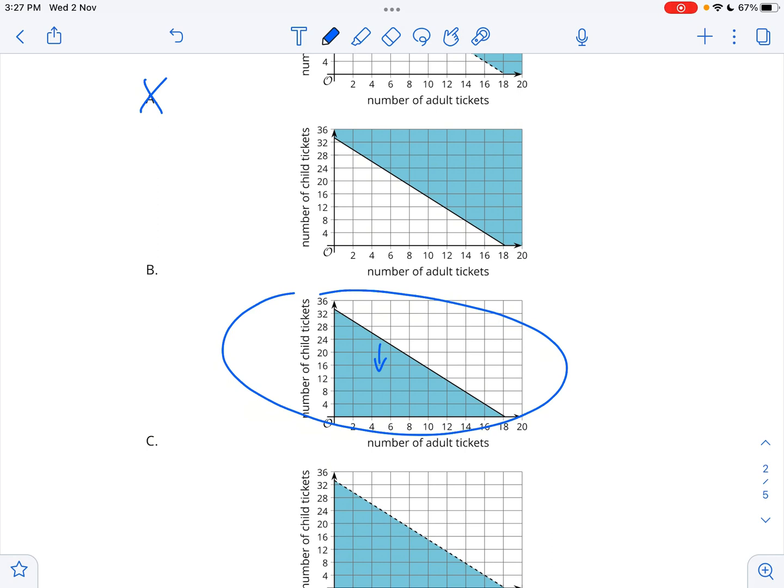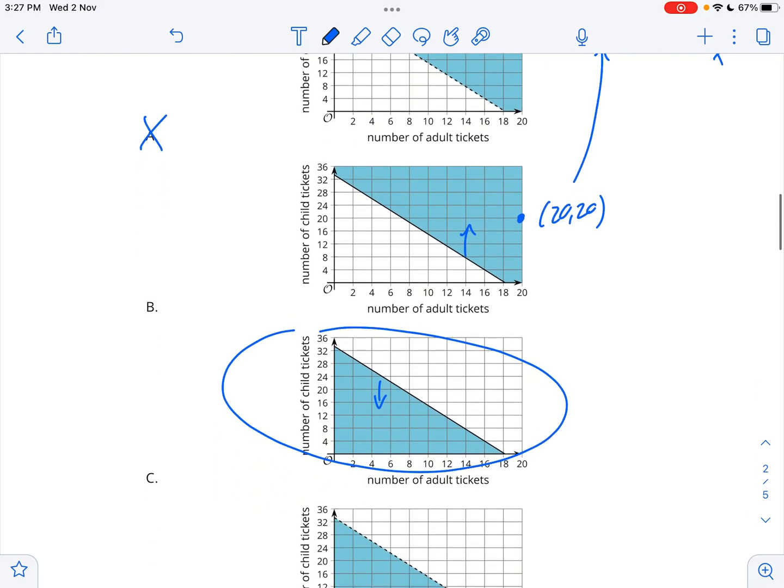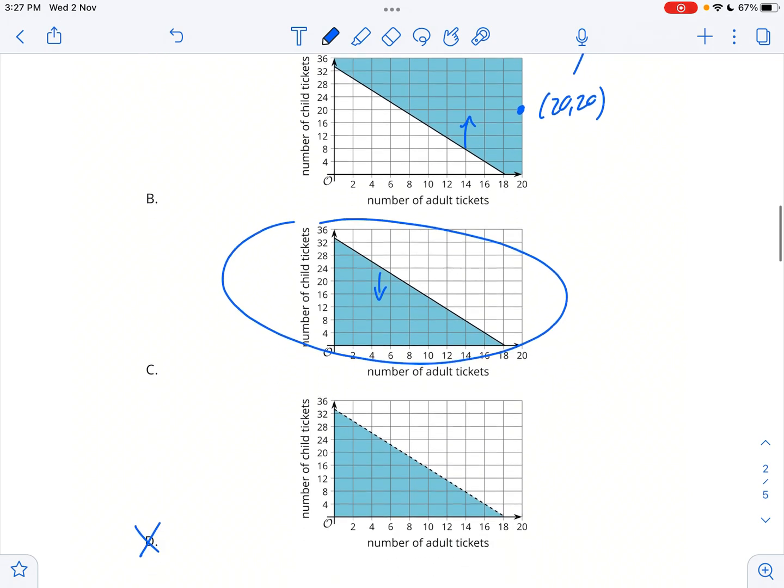Because if you choose the one that's shaded above, then that's telling you that you could pick any combination. For example, let's say I went out here to 20, 20. If I picked 20, 20 as a test point and plugged it into that inequality, 11 times 20 plus 6 times 20 is definitely not going to be less than or equal to 200. That doesn't work, so I shouldn't be shading above the line. I should be shading below the line. So in this one, it's going to be choice C.